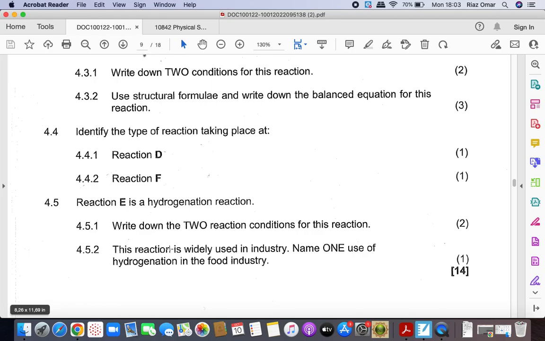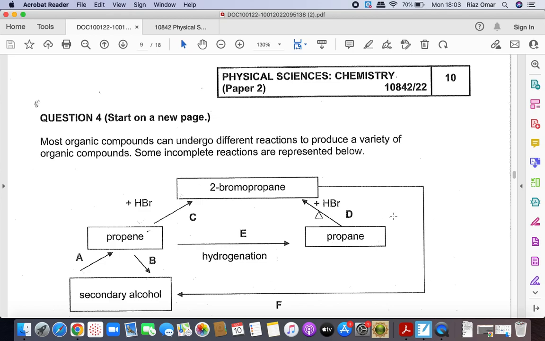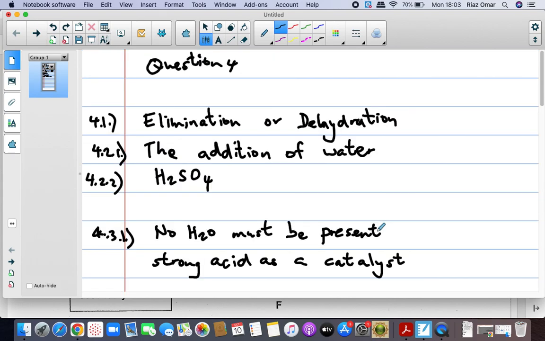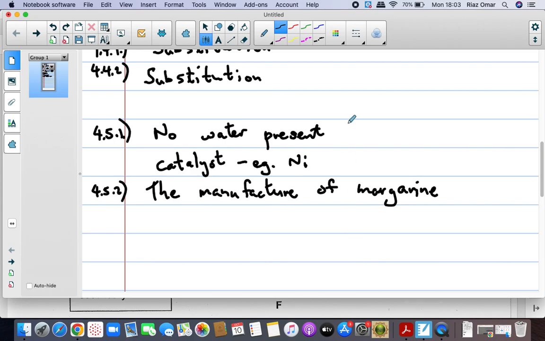Is that the end of the question? 14 marks? Yes. So here was an example where we looked at question 4 relating to the different reactions of organic chemistry. Let's see if we answered all the questions correctly. Question 4, all the answers are done. We are fine. Alright, that's where we will stop. We'll do the next question soon.